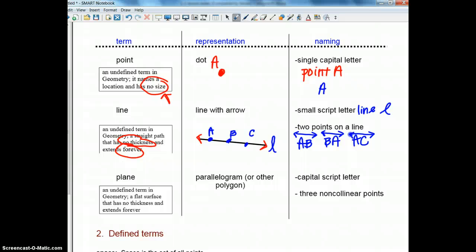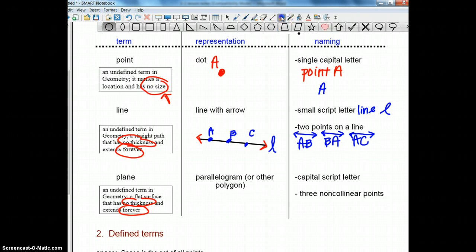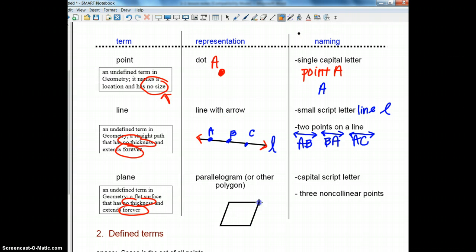The plane is a flat surface that has no thickness and extends forever. And I'm sure you can guess it, that undefined part, again, is that it has no thickness and it extends forever. Something that our minds can't really fathom, but it still represents a location, and so we will define it here. So in order to draw a plane, most of the time you're going to see it in the shape of a parallelogram. So if you can sketch a parallelogram here, you might see other polygons. You might see a triangle. You might see a square. Those can be representative of planes as well, as long as they are flat surfaces.